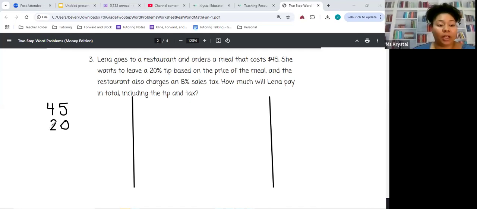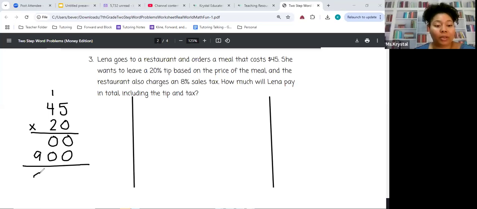So here we go. 0 times, let me put my line. 0 times 5 is 0. 0 times 4 is 0. Then we're going to zip, zap, 0. Put a 0 in the ones column. 2 times 5 is 10. Regroup my 1. 2 times 4 is 8, plus 1 gives me 9. So I have 900. But remember, putting my decimal back and having to move it 2 places is going to be 9. Okay. As you can see, there's where my 9 ends up.